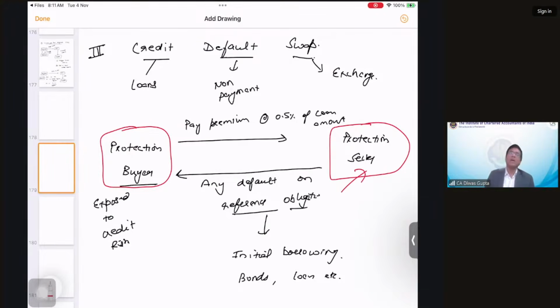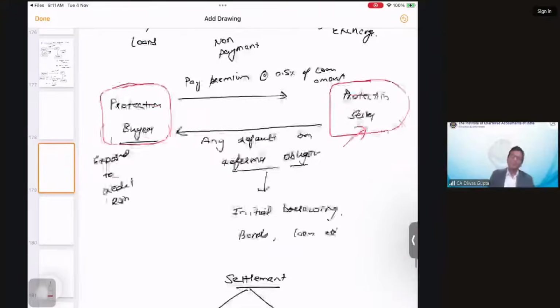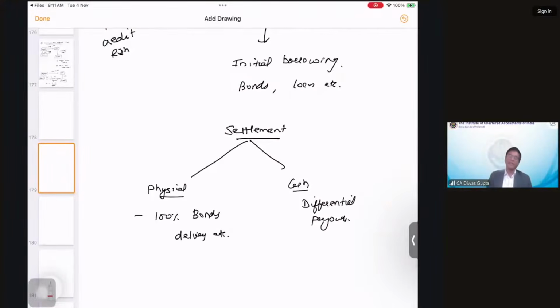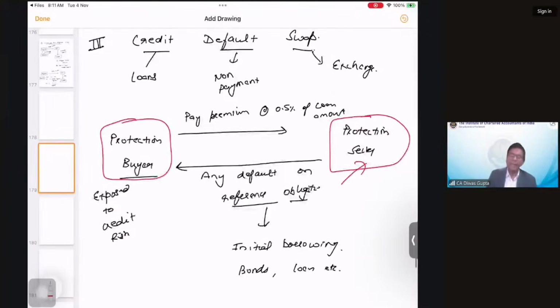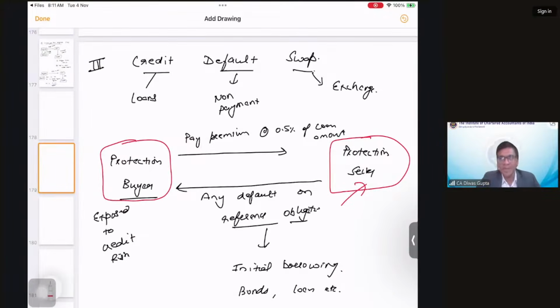For example, they are just like insurance companies, right? Now, in this case, there can be two different types of settlement. One, physically, where all the bonds and deliveries, etc., are settled, or second, where only the differential payouts are settled. Okay. So credit default swap means what? We are actually assigning the risk of non-collection to an insurance company, and we are paying a premium for that. Tomorrow, if some default happens, that insurance company will pay us the amount of that default.